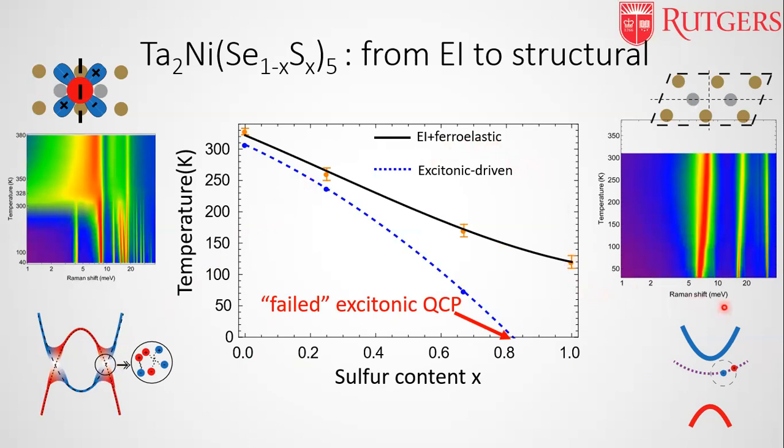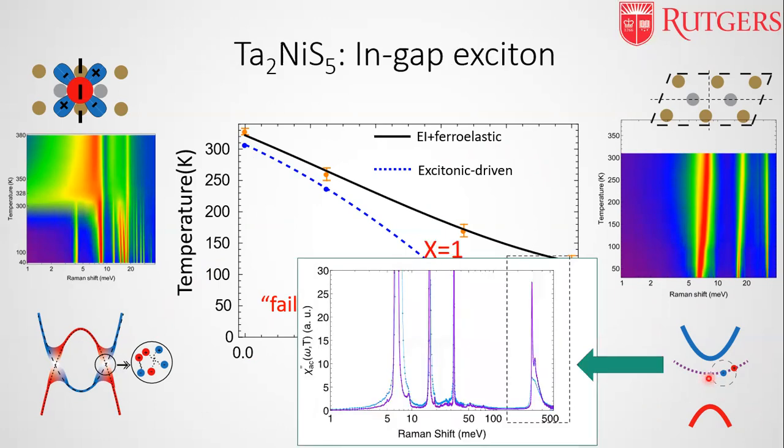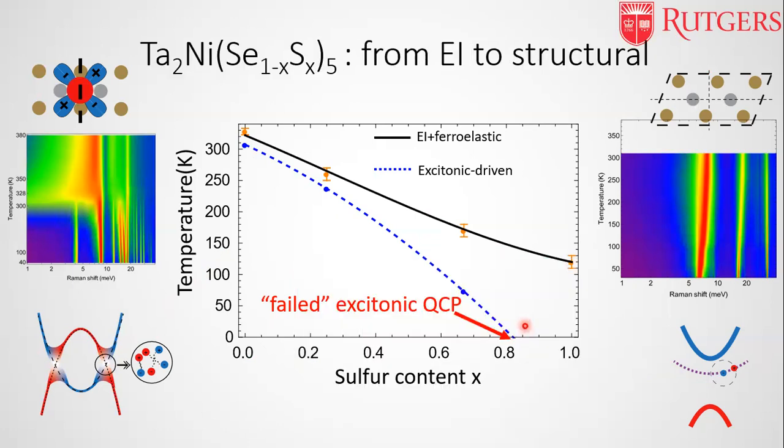And if you'd like to ask me whether we observe the excitons inside the gap of this material, we actually do. Here's this intense peak that we observe at 300 millivolts. So this implies that the predicted purely excitonic quantum phase transition occurring here is a failed excitonic quantum phase transition, because there is a ferroelastic instability that masks this transition.